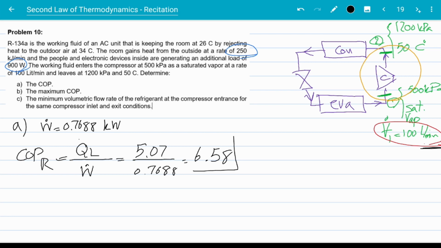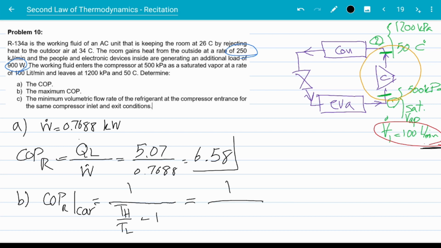Okay, so let's move on to part B. Now in part B, we are asked to find the maximum coefficient of performance. The maximum coefficient of performance is only achieved when the cycle is reversible and ideal. In other words, it's operating on a Carnot cycle. So COP max, which is the COP of a Carnot cycle, is for a refrigerator 1 over T of H over T of L minus 1.